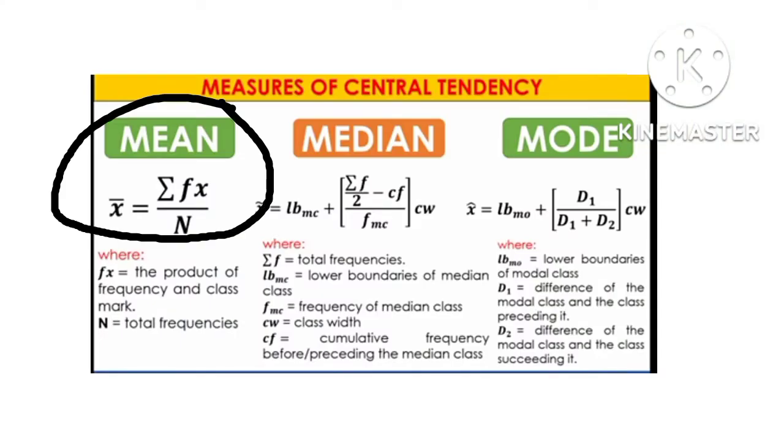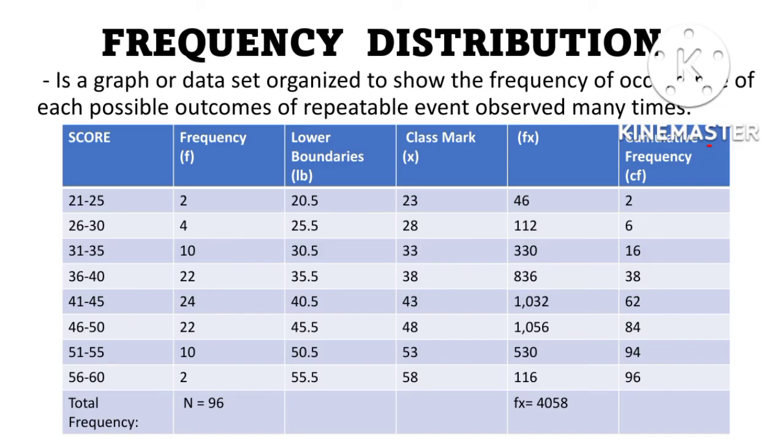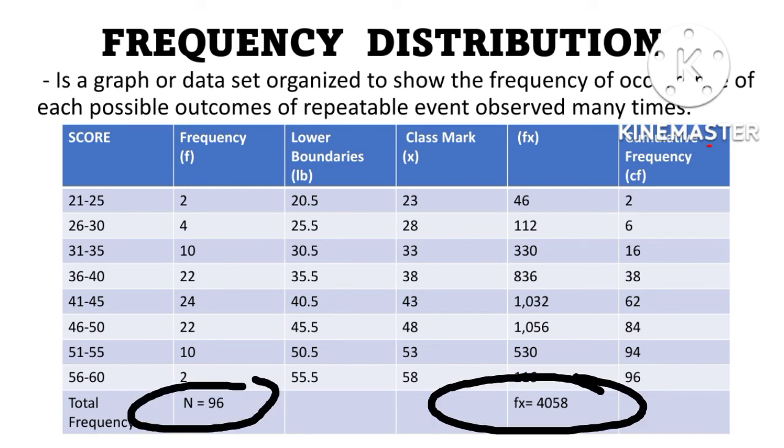In finding the mean, we don't need everything that is listed in the table. Hence, it is very important to look at what the formula is looking for. Here's the formula. We have the summation of fx over n, where fx is the product of frequency and class mark, and n is the total frequencies. Therefore, in the table, we only need these two: the product of frequency and class mark, and the total frequencies.